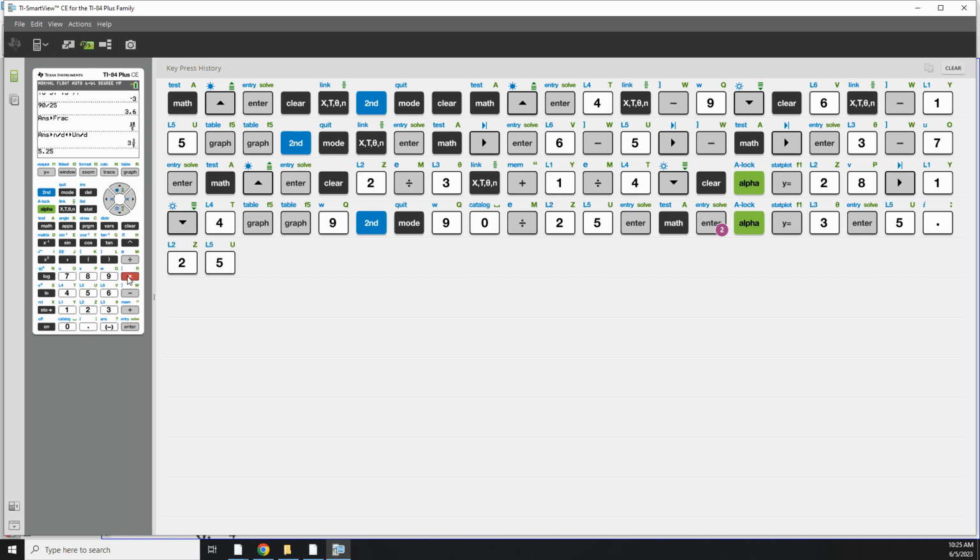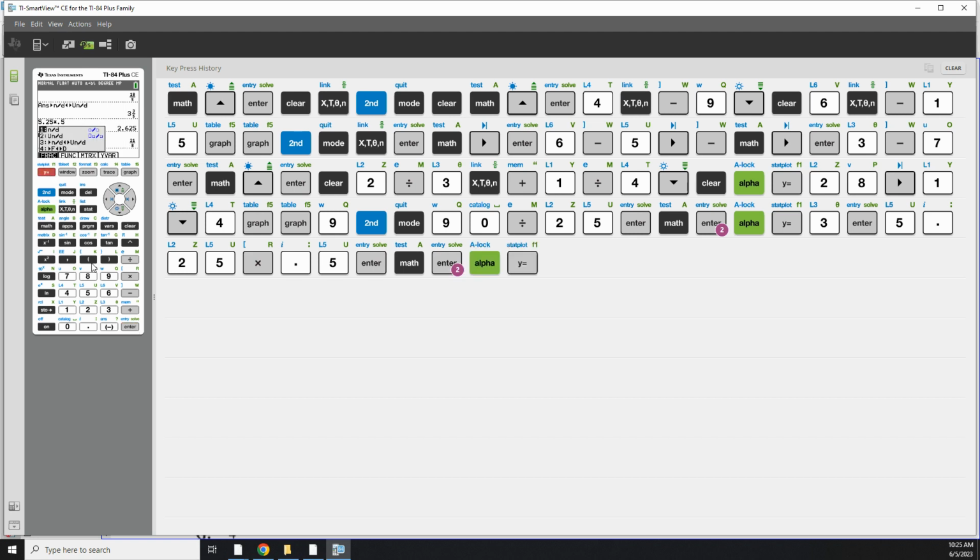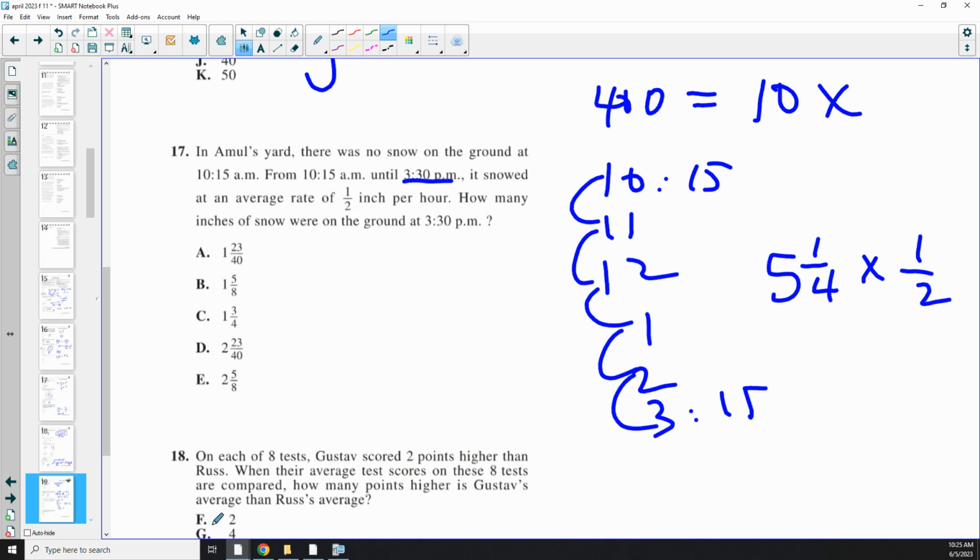5.25 times a half, which is 0.5. That would be easier. Math-a-frac if I need it, and alpha y equals 3 if I need it, to do the, 2 5/8 is what it's giving me. So it's choice E.